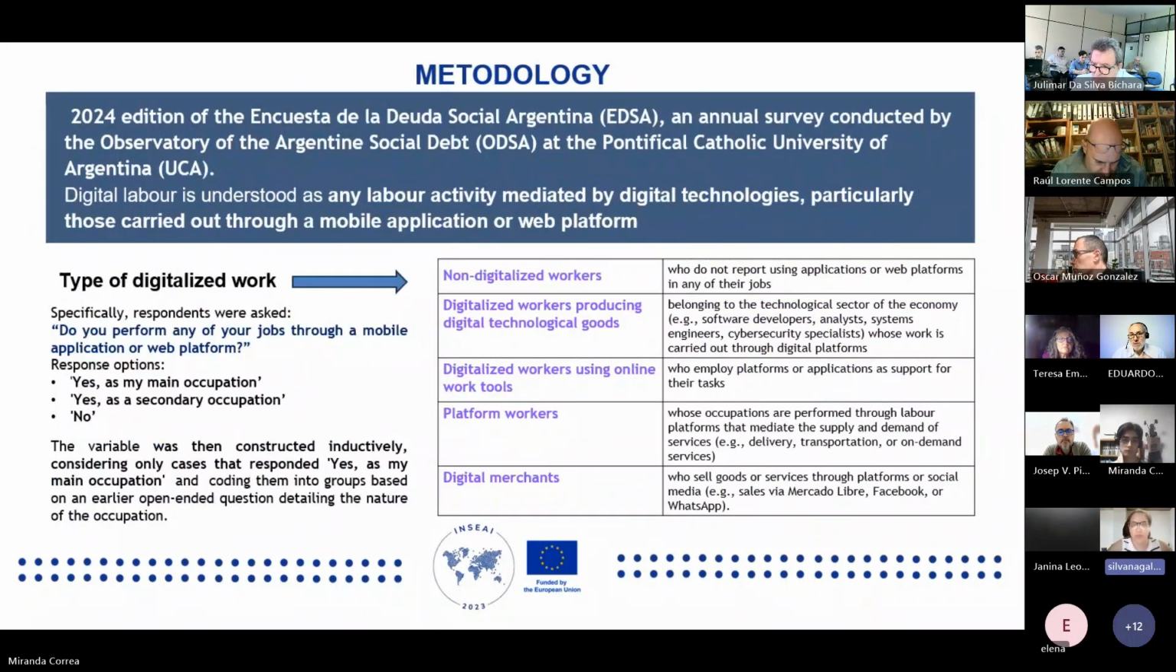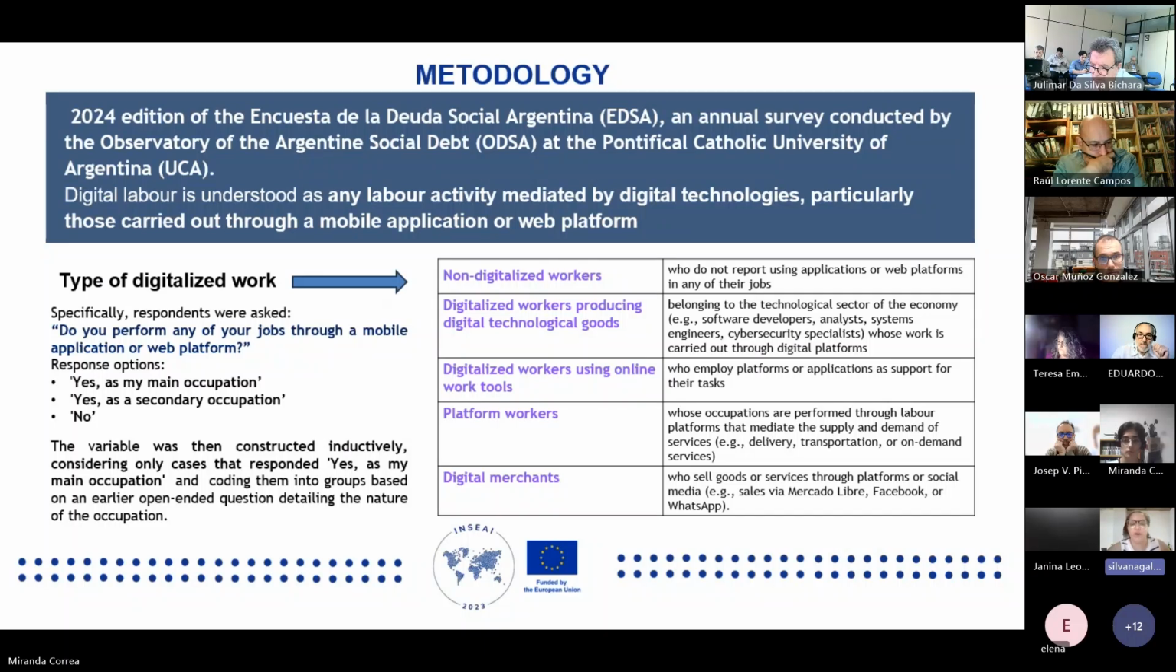So our information is based on the 2024 edition of La Encuesta de la Deuda Social Argentina, EDSA, an annual survey conducted by the Observatory of the Argentine Social Debt at the Pontifical Catholic University of Argentina. We create a variable of digitalized work, understanding digital labor as any labor activity mediated by digital technologies, particularly carried out through a mobile application or a web platform.